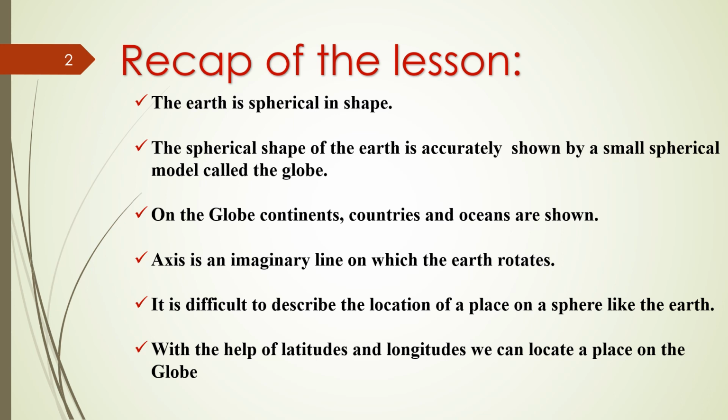And we learned that latitudes and longitudes help us to locate a place on the globe. It is very difficult to describe or to locate an area or a region without these imaginary lines, latitudes and longitudes. The northernmost point of the Earth's axis is the North Pole, I told you. The southern end of the axis is called the South Pole.